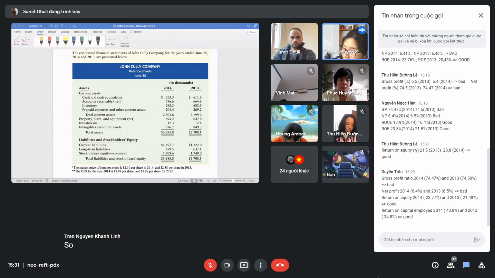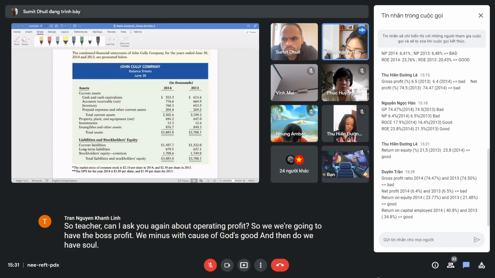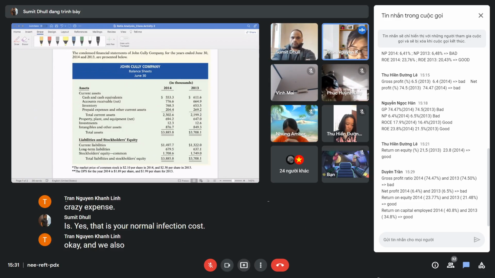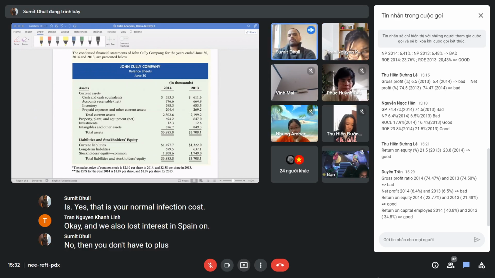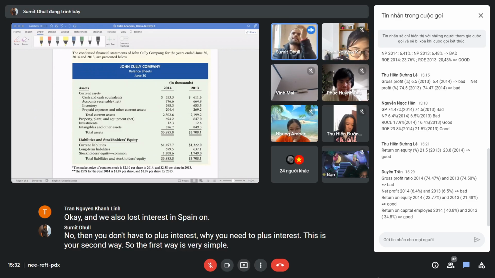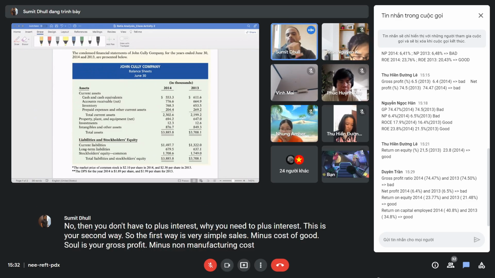Teacher, can I ask you again about operating profit? So we have the gross profit, we minus the cost of goods sold, and then do we have to minus the operating and administrative expense? Yes, that is your non-manufacturing cost. Oh, okay. And we also plus interest expense. No, then you don't have to plus interest. Why do you need to plus interest? This is your second way. So the first way is very simple. Sales minus cost of goods sold is your gross profit, minus non-manufacturing cost is your operating profit. That's all.